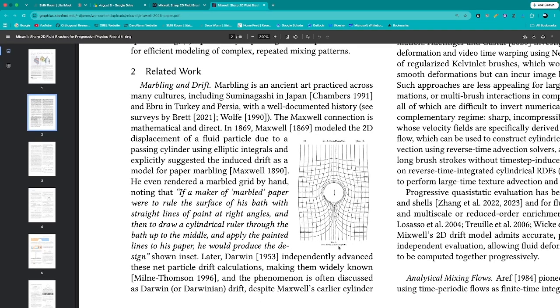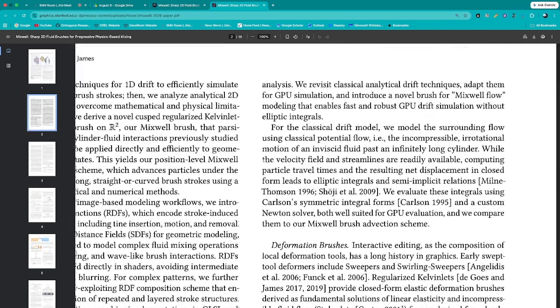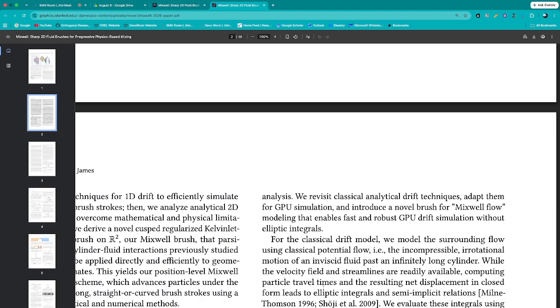Later, Darwin, not Charles Darwin, independently advanced these net particle drift calculations, making them widely known. And the phenomenon is often discussed as Darwin or Darwinian drift, despite Maxwell's earlier cylinder analysis.